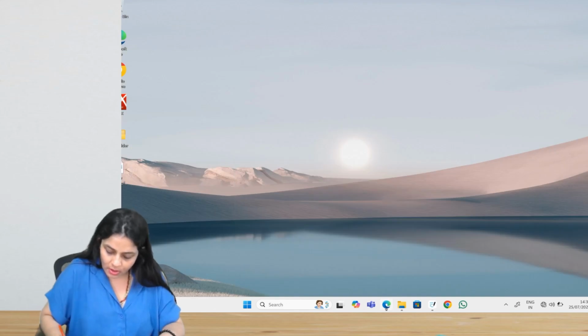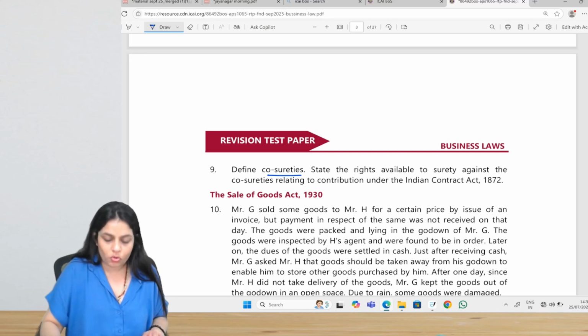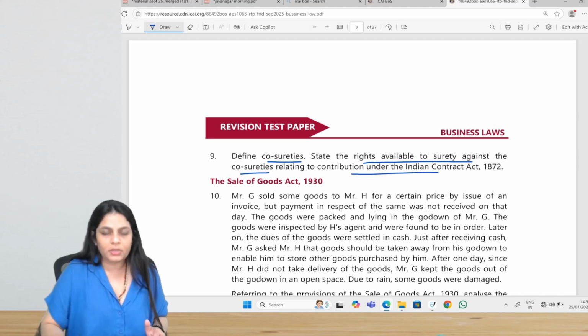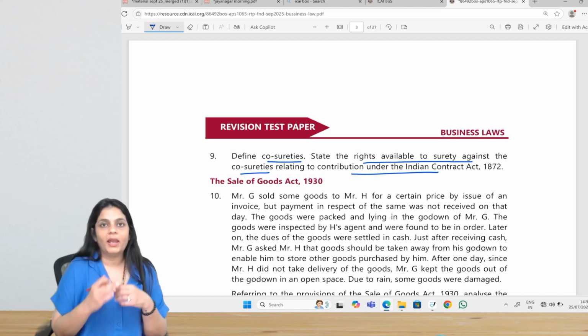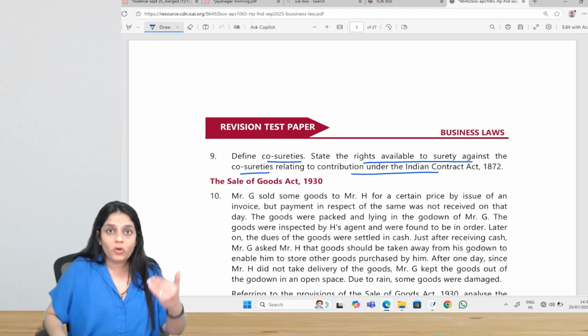Define co-sureties. What is co-sureties? When two or more persons have made a joint promise, they are known as co-sureties. State the rights available to the surety against the co-sureties relating to contribution. If they are bound by equal amounts, they are liable to contribute equally. If they are bound by different amounts, they are liable to contribute to the extent of the amount that they are liable for.